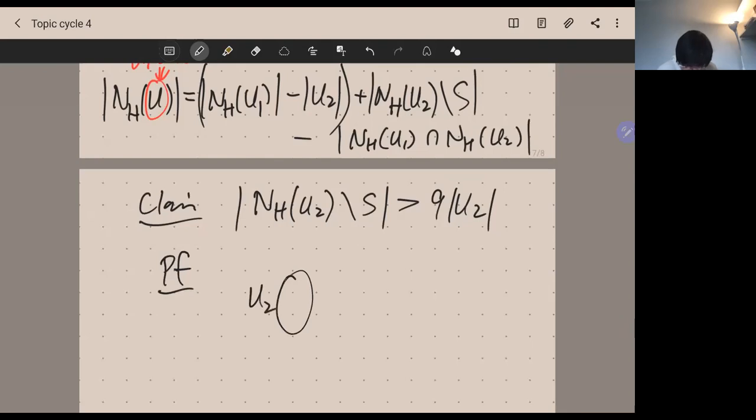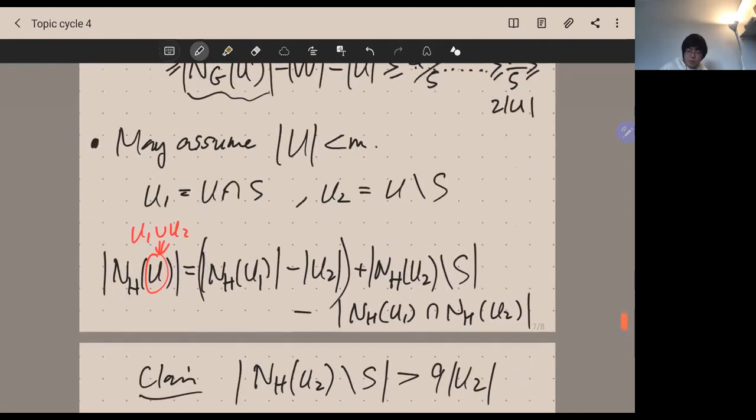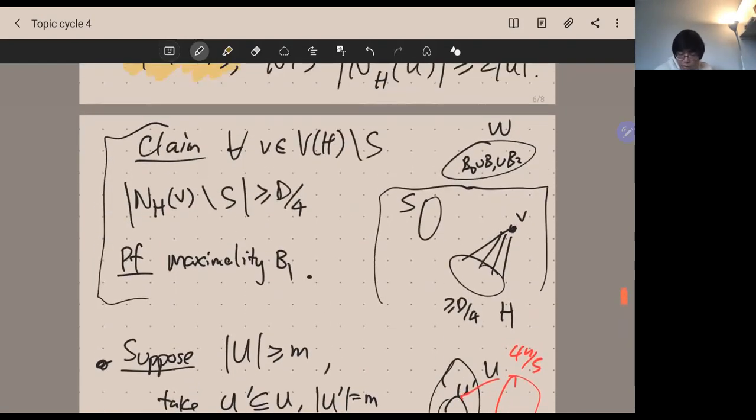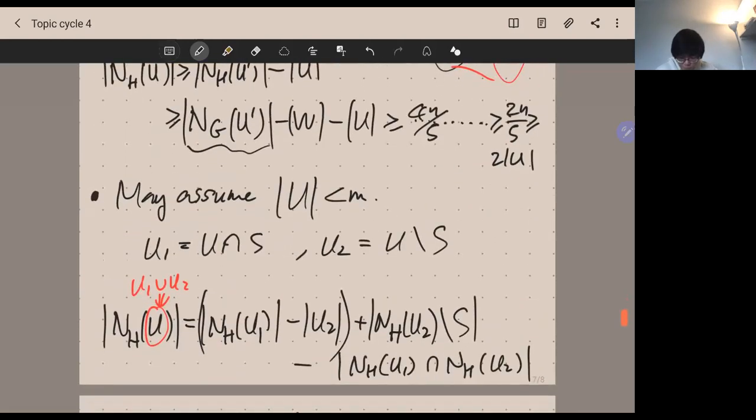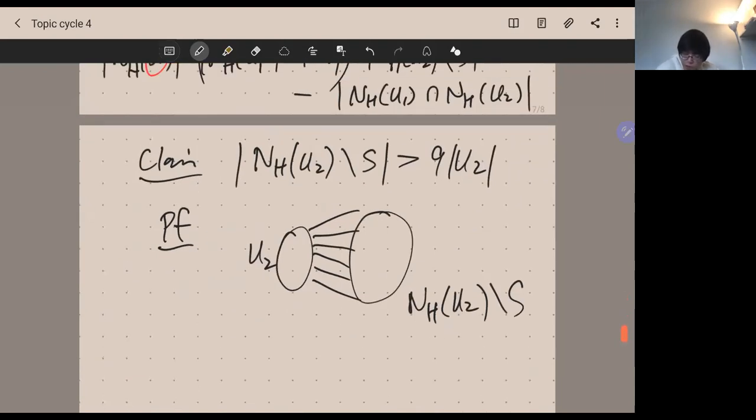As I mentioned, U2, and you have U1 somewhere. U2 is not in S, disjoint from S, so it's a large degree vertex. That means U2 must send lots of edges to its external neighborhood out of S. This is the claim we have here: every vertex not in S in H sends lots of edges outside of S, at least D over 4 by the claim. So that means this is dense.